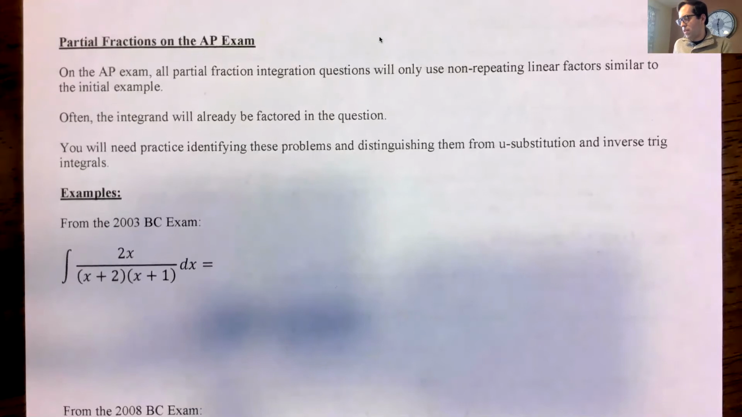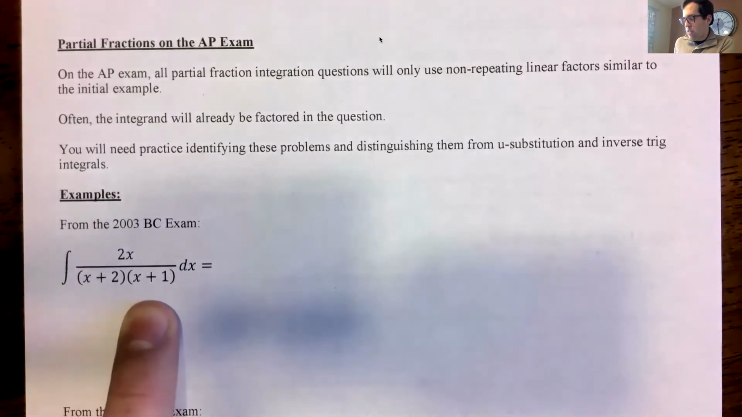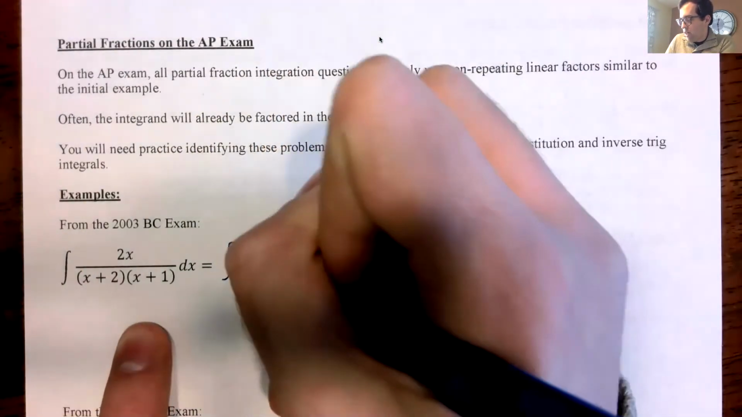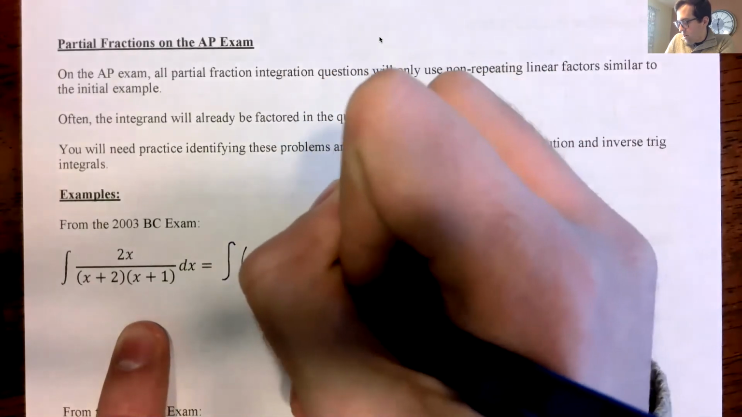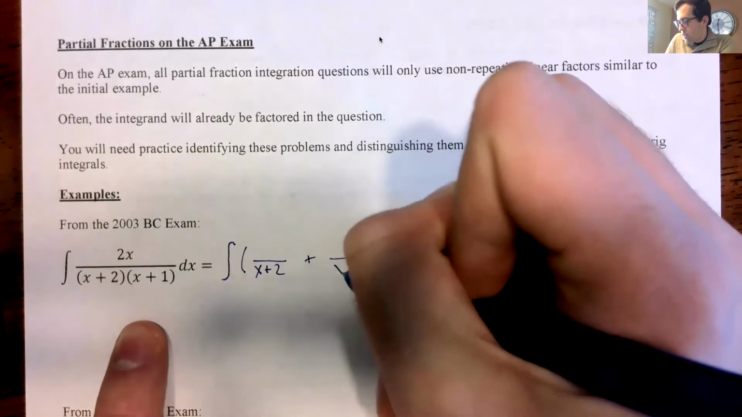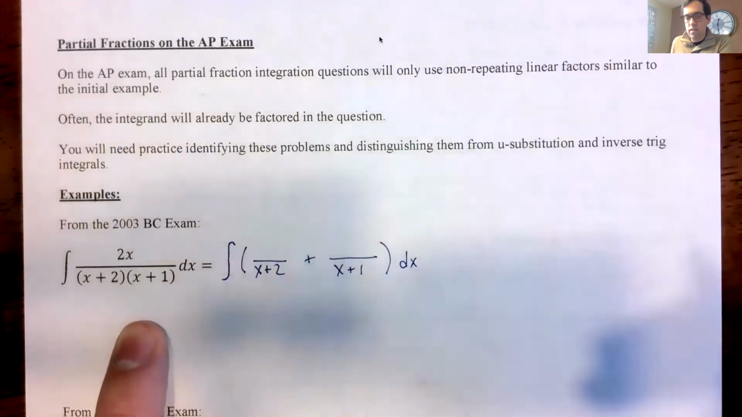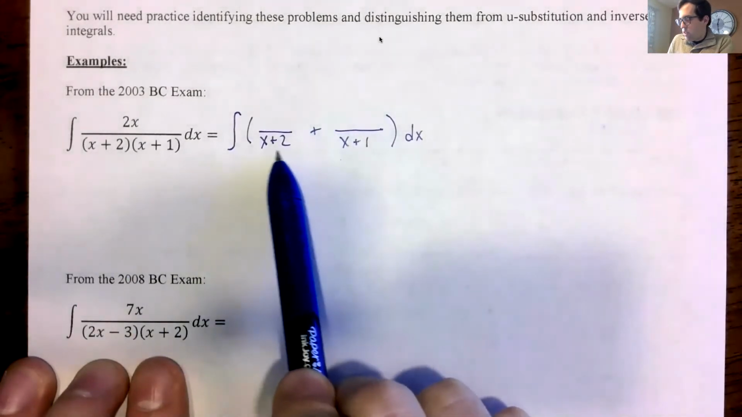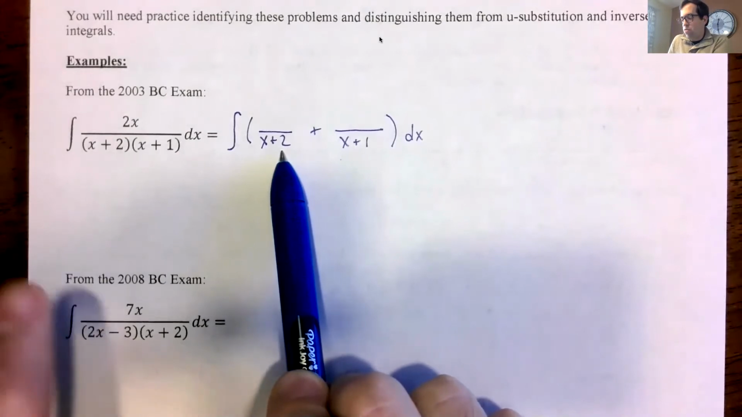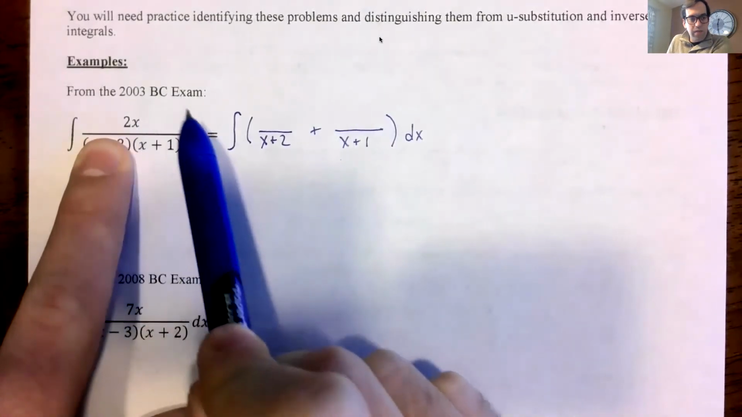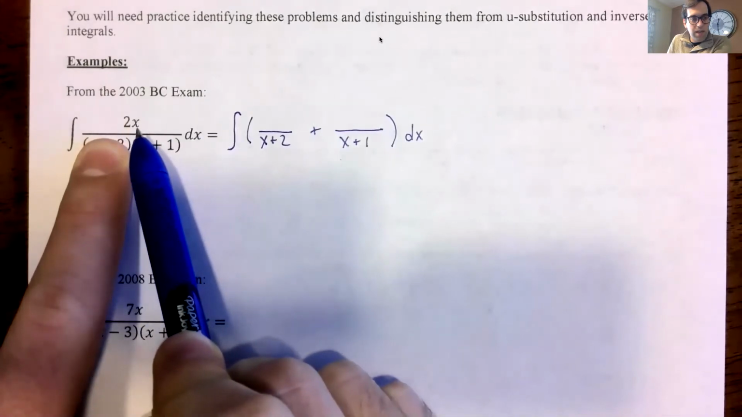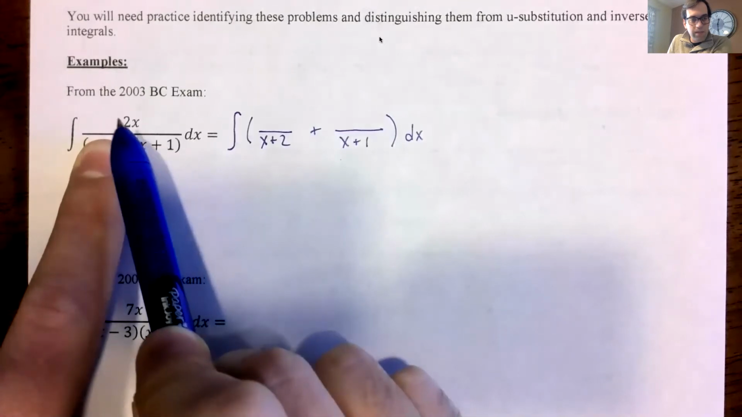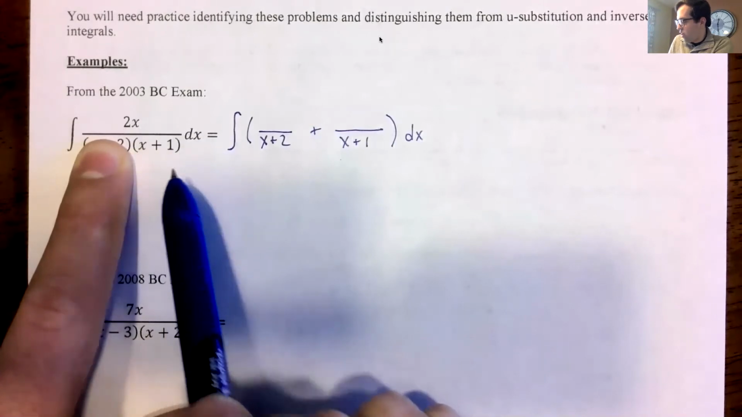All right, so for this first one, we have 2x over x plus 2 times x plus 1. So we're going to separate this into two different fractions, something over x plus 2 plus something over x plus 1. And so I'm going to jump straight to the cover-up method. So for this x plus 2, I know that x would have to equal -2. So I'm going to cover up the x plus 2, plug in -2 for the rest of the x's. So we have 2 times -2, so -4 on top, -2 plus 1, so -1 on the bottom. So -4 over -1 is going to be 4.